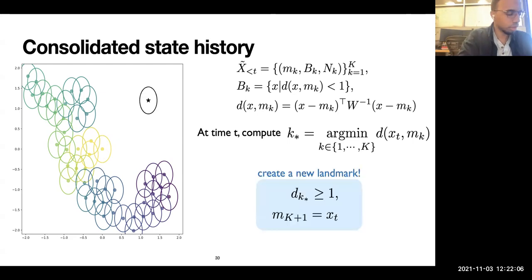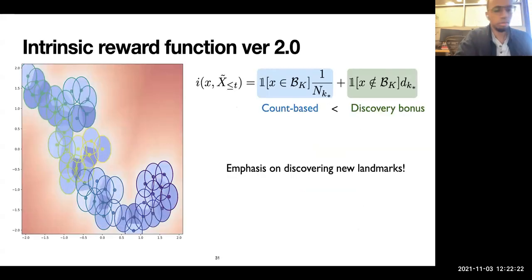Now, if the distance from the closest landmark is greater than 1, then we say the agent has entered a new part of the space, and so we create a new landmark. The landmark center becomes the state of the agent, and the visitation count of that landmark becomes 1. Now, given this consolidated state history, we're going to propose the following reward function.